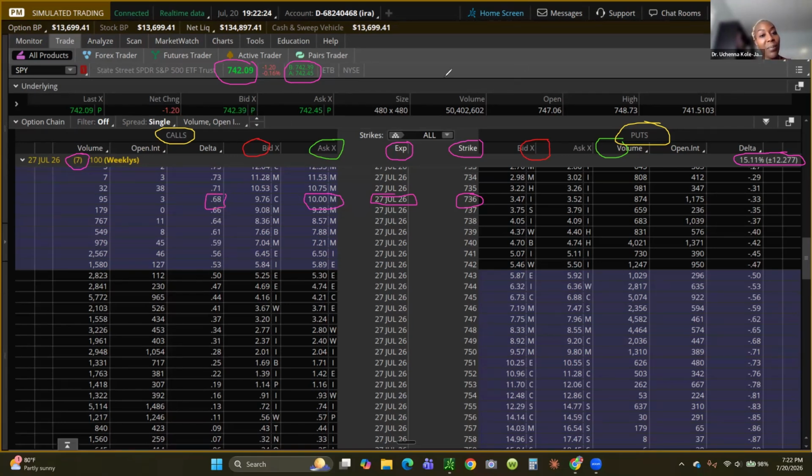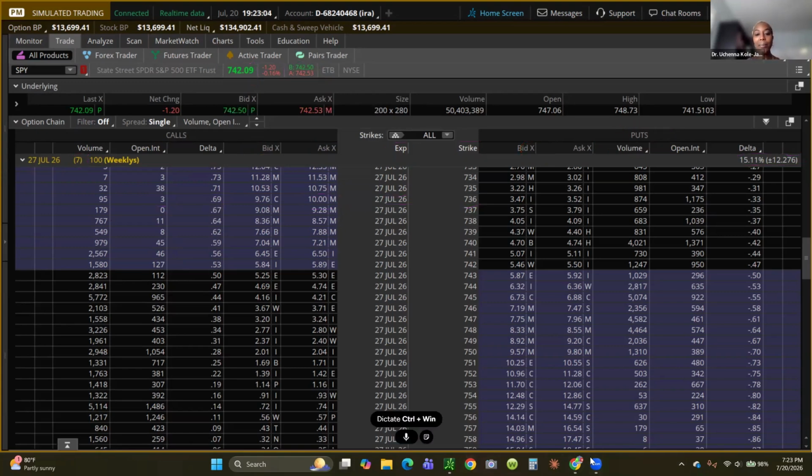But look here. This open interest is only 3. That's not good. We want our open interest, which is how many option contracts are actually outstanding, to be over 100. The more open interest our option contracts have, the easier it is to get in and out of our option contract. So I don't like that option. I'm not going to buy that option.